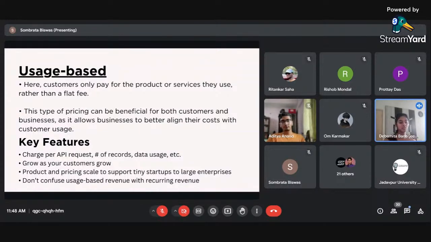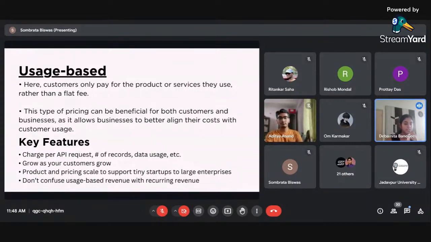Grow as your customers grow, right? I think this is true for any business though, but it applies to usage-based as well. Product and pricing scale to support tiny startups to large enterprises, right? This can be used for businesses of any size, but as I said, it's most beneficial when you're small, especially if your order value is very small. If your order value is big, as we just discussed in enterprise, then your usage will also be big, so it's expected only. You cannot have subscription there. But for small order value, it's mostly the initial phases of the business where people do usage-based.